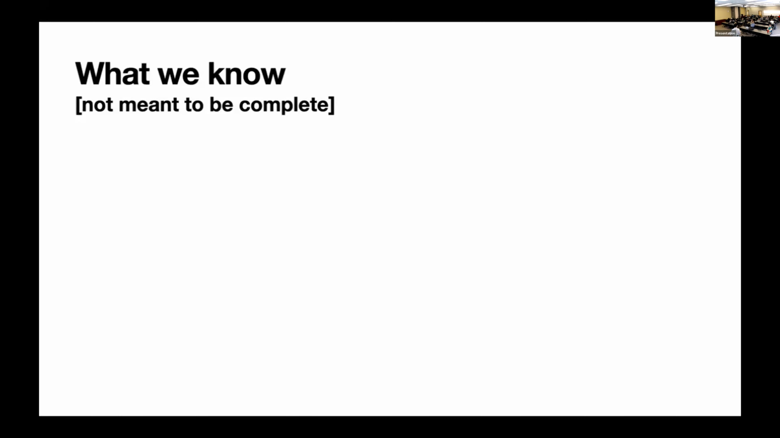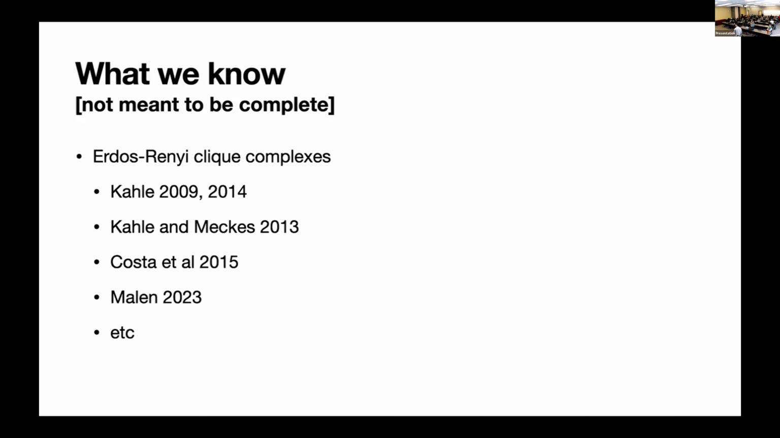This will be a sample of the results, so don't be upset if you do not see your name here. We know quite a lot about Erdős-Rényi clique complexes. We know the expected Betti numbers. These are works due to McHale and Meckes. And if you want to look at finer topological invariants, Costa et al. have a paper about the fundamental group, telling you when it's free, when it's not free, when it's hyperbolic. And you can also go to higher homotopy groups and see when it's a homotopy sphere. That is the work of Mellon, very recent, 2023.